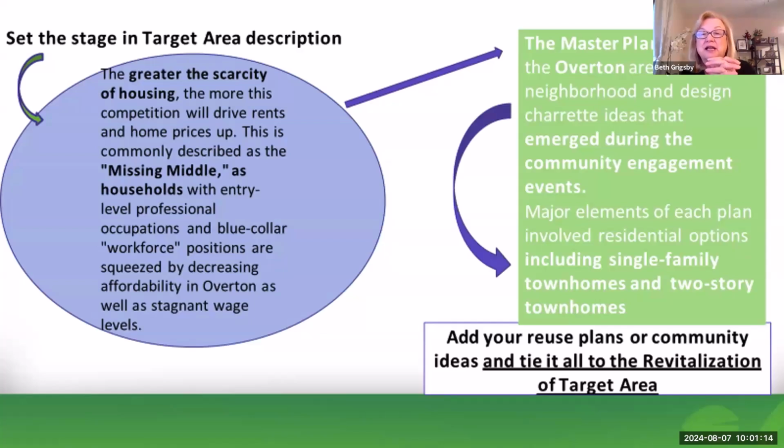And so it explains what came out of that during the community engagement events. And then major elements of each plan involve residential options, including single-family townhomes and two-story townhomes. So add your reuse plans or community ideas and tie it all to revitalization of the target area. Next slide, please.